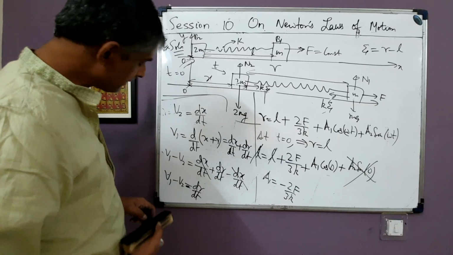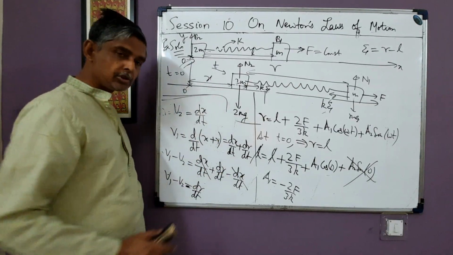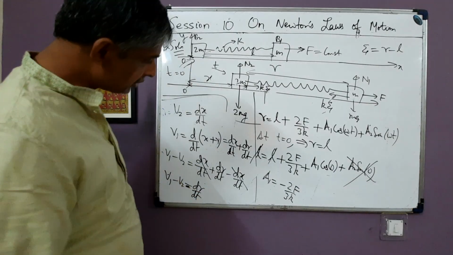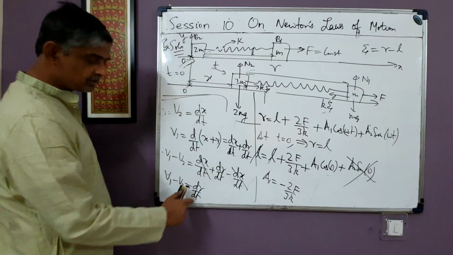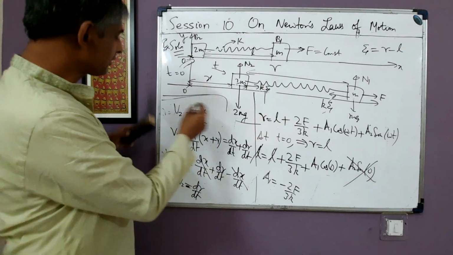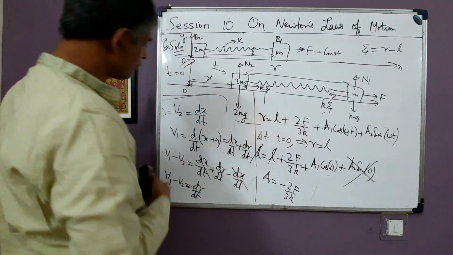Now see, at time 0, both the blocks are at rest. So at time 0, v1 is 0, v2 is also 0. So at time 0, dr by dt is also 0. So using this additional condition, we can determine the value of a2. So v1 minus v2 is dr by dt. Fine.